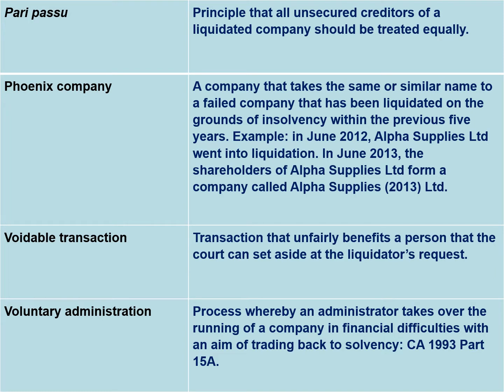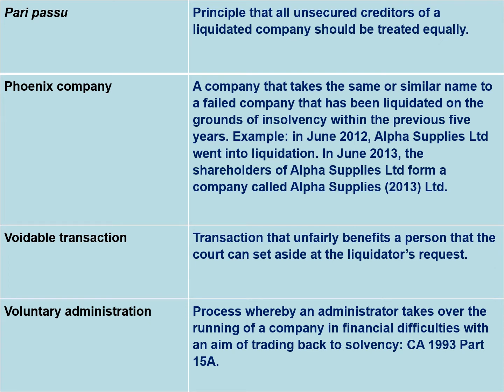What is a Phoenix company? It's a company that takes the same or a similar name to a failed company that has been liquidated on the grounds of insolvency within the previous 5 years. An example is in June 2012, Alpha Supplies Limited went into liquidation. And in June 2013, the shareholders of Alpha Supplies Limited formed a company called Alpha Supplies (2013) Limited. So they've added 2013 in brackets to the name.